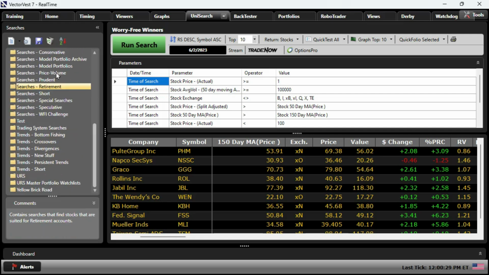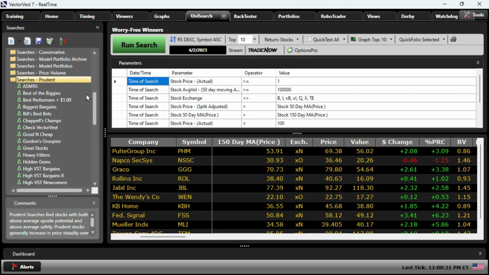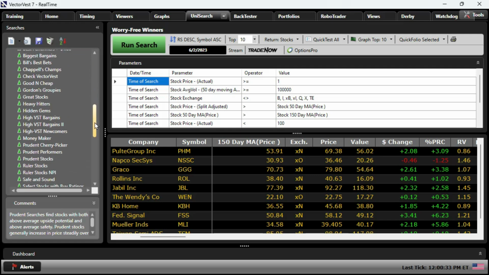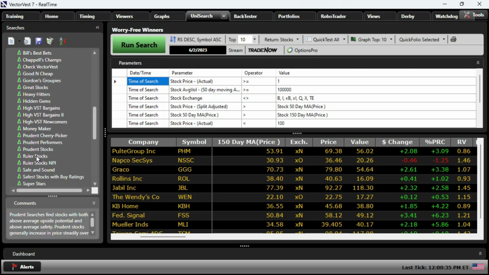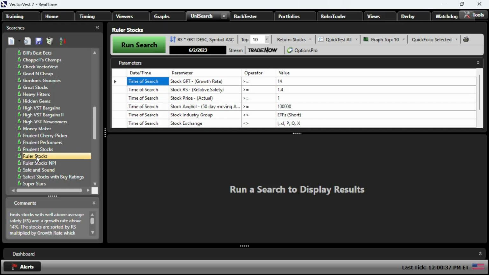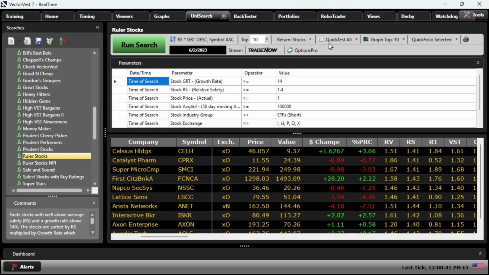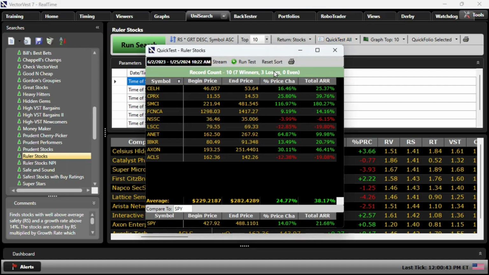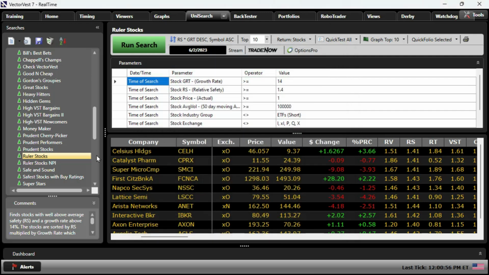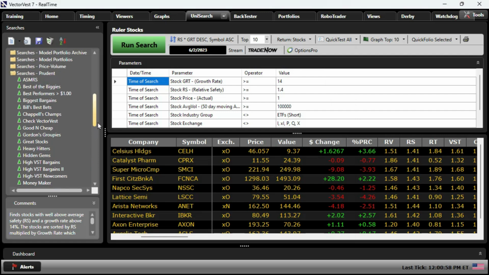Now, I'm going to venture outside of the retirement folder and take us down to ruler stocks. As many of you know, my favorite search. We're going to use that one here. I'll run the search on that date, and let's quick test those top. So again, 7 winners, just a couple of losers. LSCC was one that gapped down on us. We lost money on that one in our retirement portfolio. But overall, outperforming once again the S&P 500. So ruler stocks, another great search.